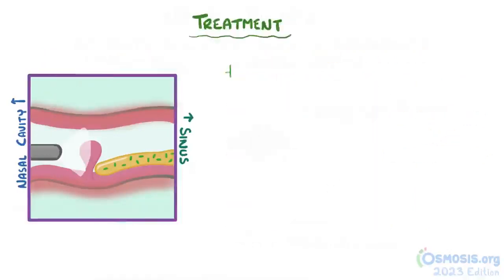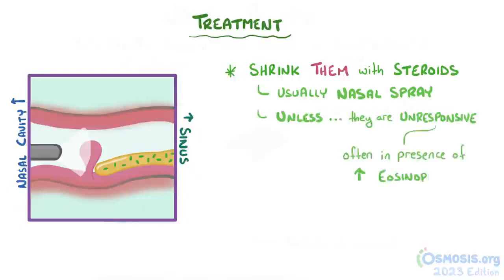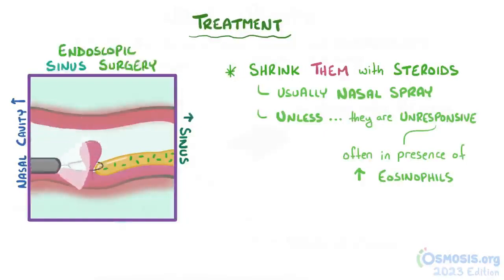The treatment for polyps is to shrink them using steroids, usually in the form of a nasal spray. The steroids act to decrease the inflammation and swelling from the polyp. But some polyps are unresponsive to steroids. This tends to happen when there are high levels of eosinophils, a specialized type of immune cell. In these cases, endoscopic sinus surgery might be needed to cut them out.